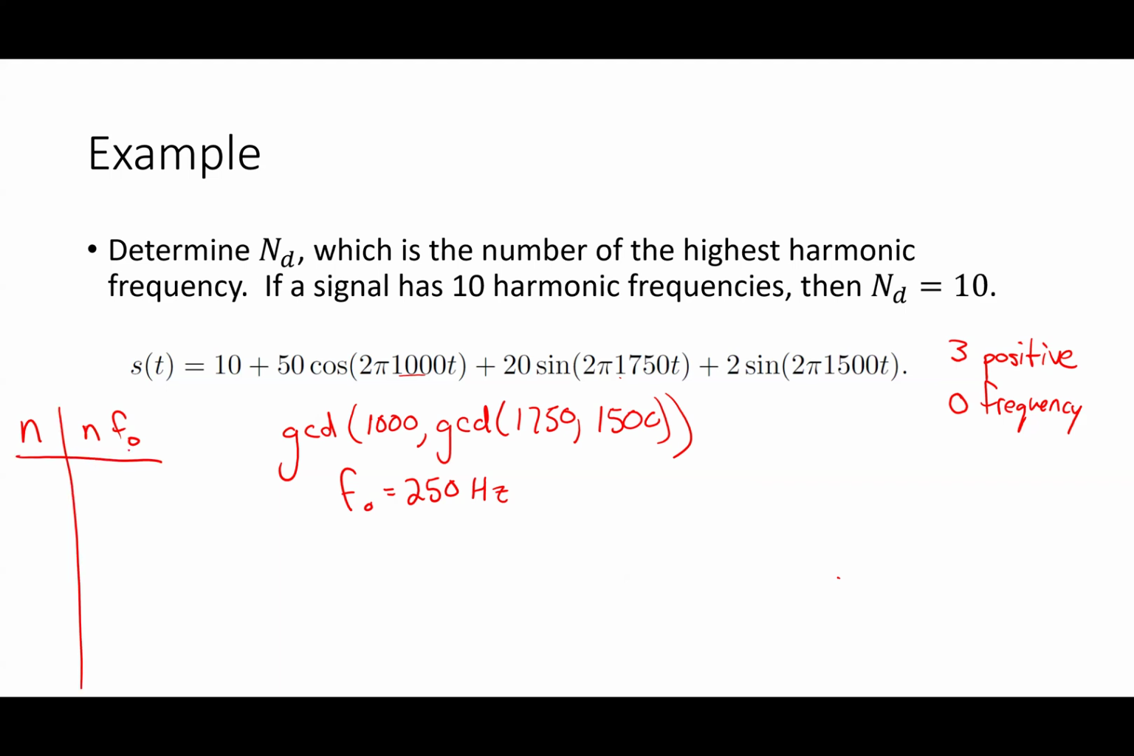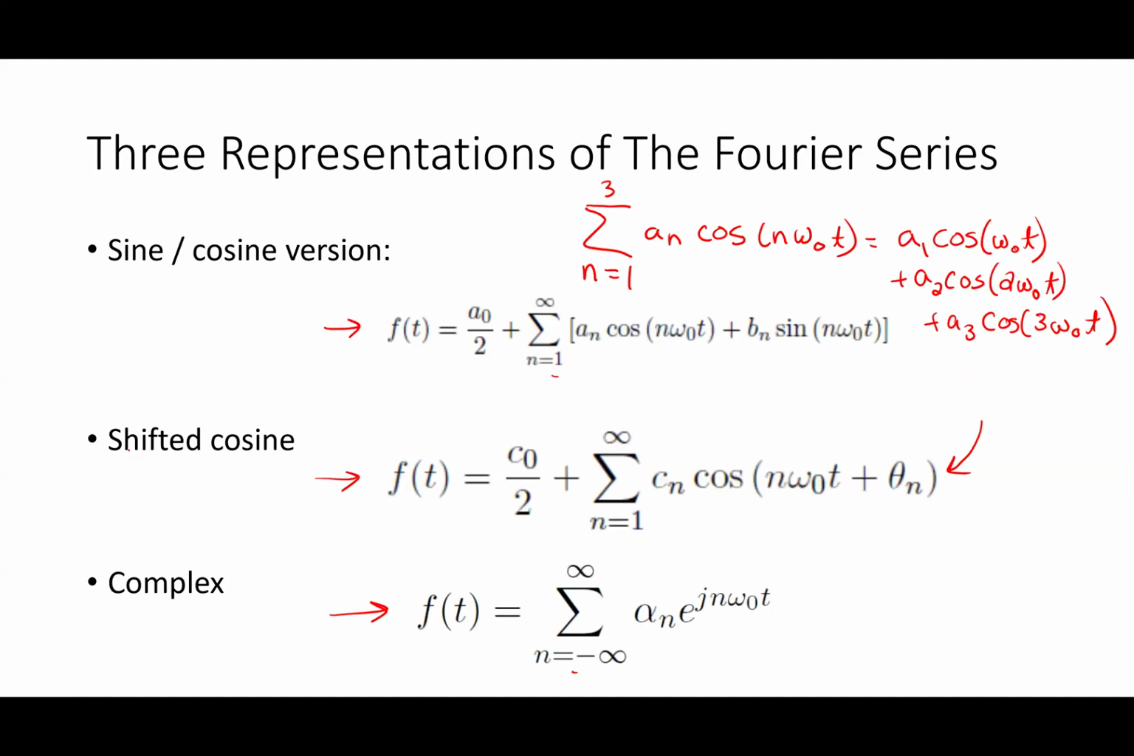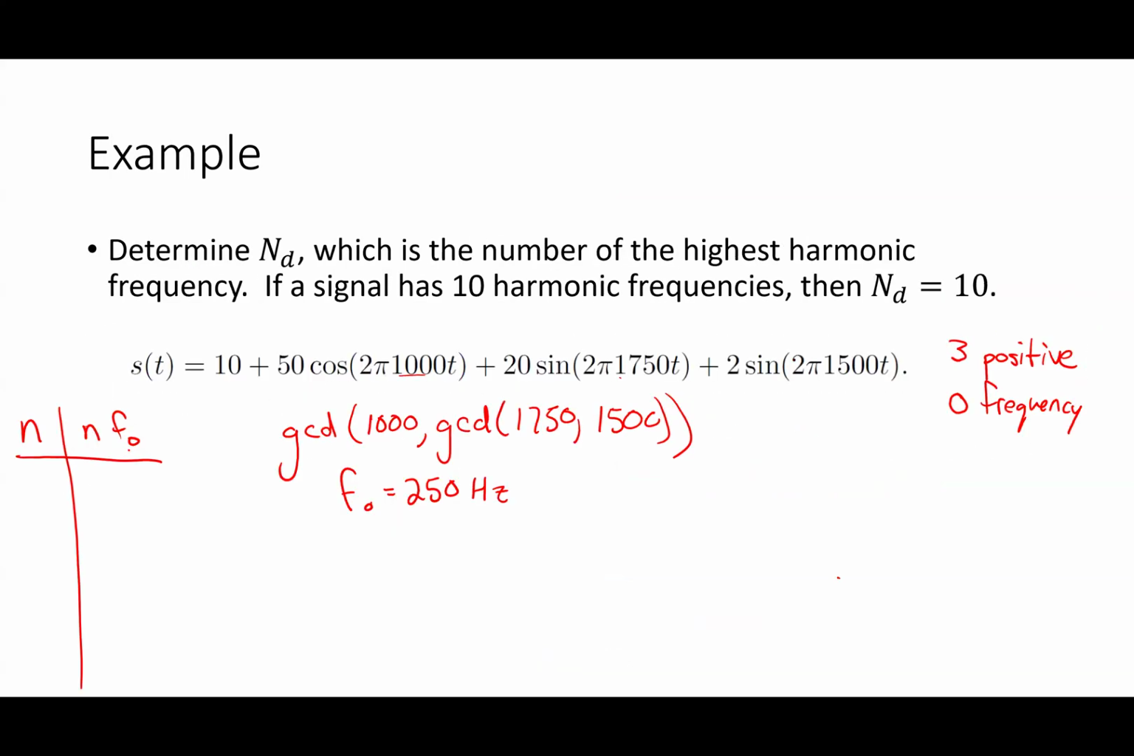Now, looking at this, I've got some cosines, I got some sines. Which form of the series do I have here? Do I have this one? No. Do I have this one? No. Why don't I have this one? Because this one has cosines plus some angles added in. So what I have is a bunch of sines and cosines. I have the top form, the sine cosine version of the series. I can make an equivalent version of this one and of that one, but what I was given was the form up top.